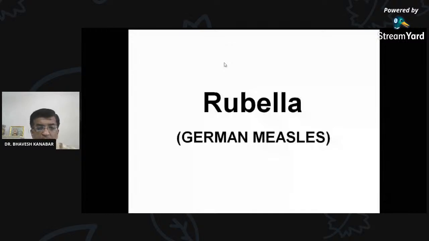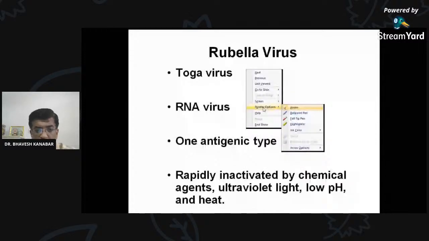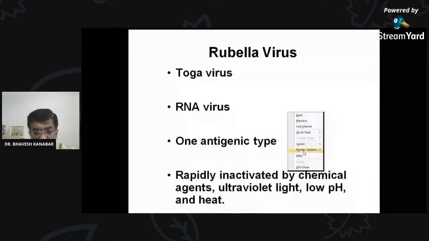The type of virus for rubella is Togavirus. It is an RNA virus. You know that basically there are two types of virus: RNA virus and DNA virus. Among them, this is an RNA virus. It has one antigenic type, so it is good if any virus has only one antigenic type. It is good for prevention, because we can easily develop a vaccine.